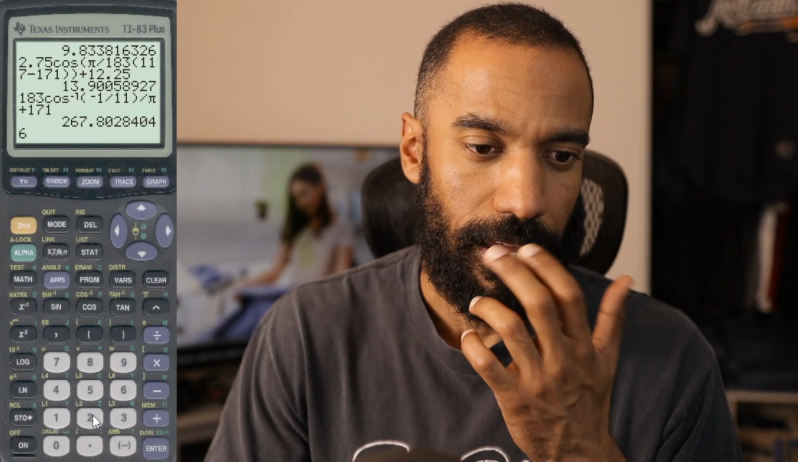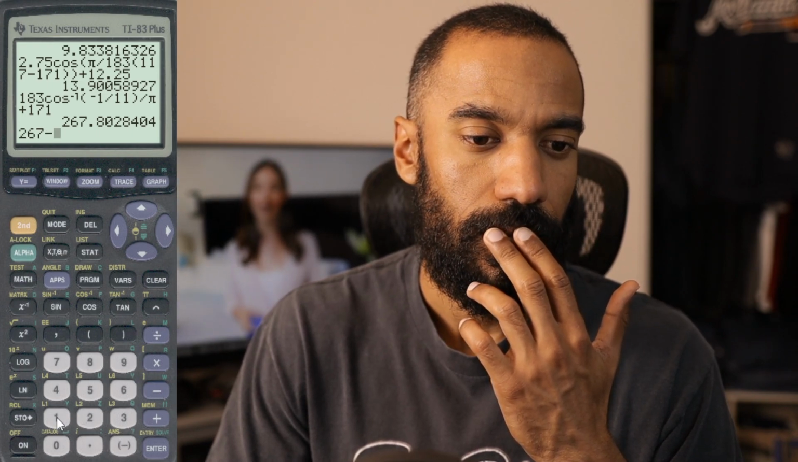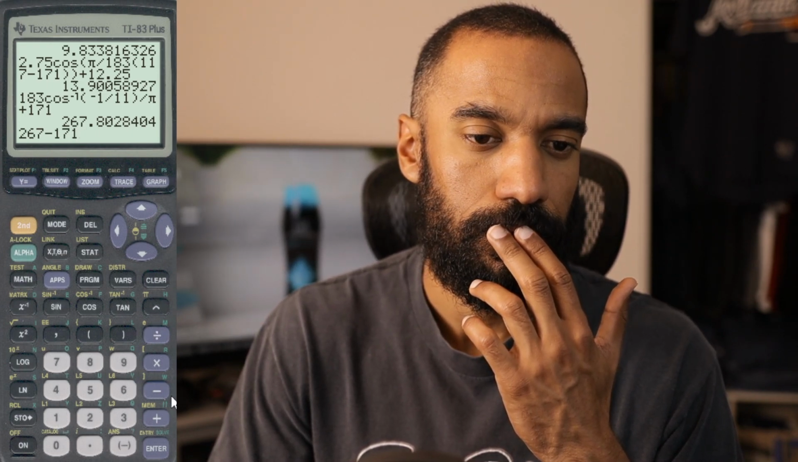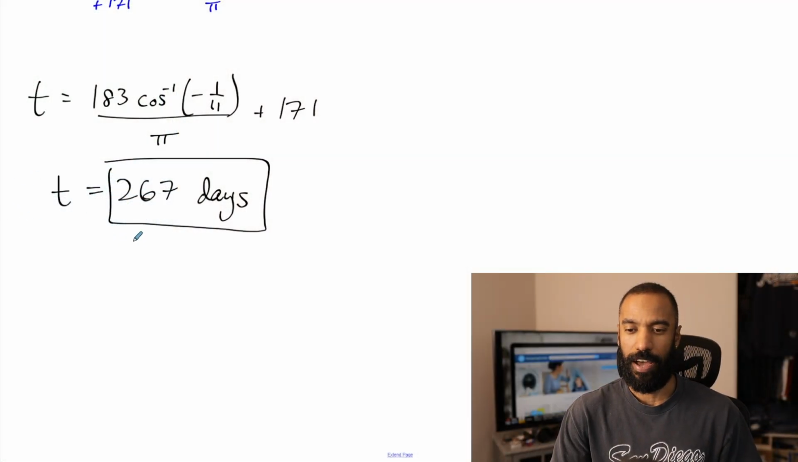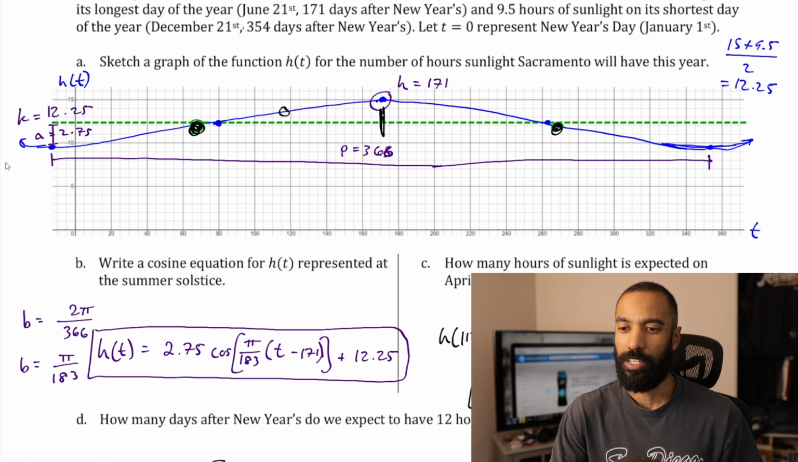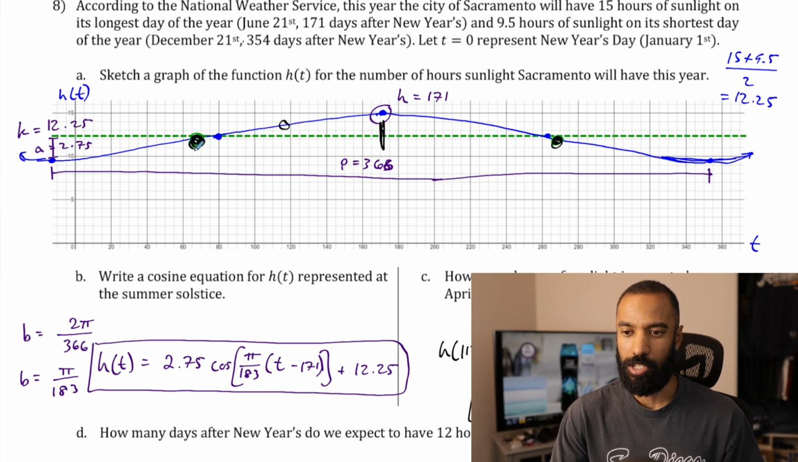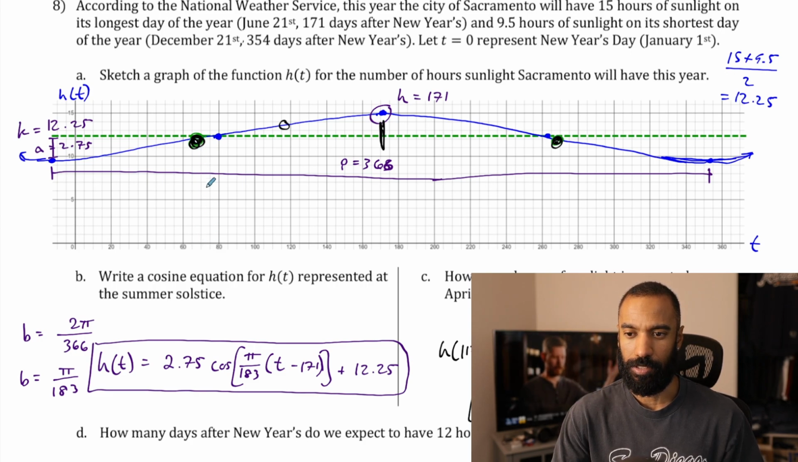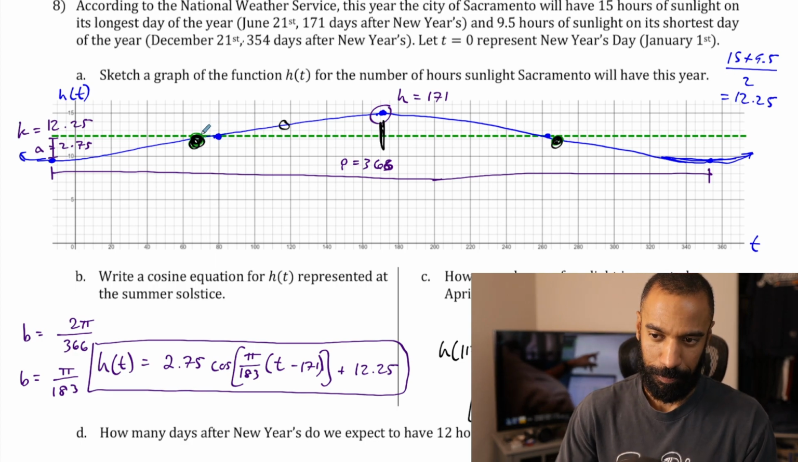I probably know. I just don't want to do it right now. 267 minus 171. It's around 96. So I have to do 171 minus 96. That's going to be 96 days before the summer solstice and after the summer solstice. So around day 75. So 267 days into the year and 75 days in the year. I forget what I predicted based on my drawing before. Let's see where I put it. I said somewhere between 65 and 70, but it looks like it's a little more over here. 75, like that. Okay, it's 75 right there.